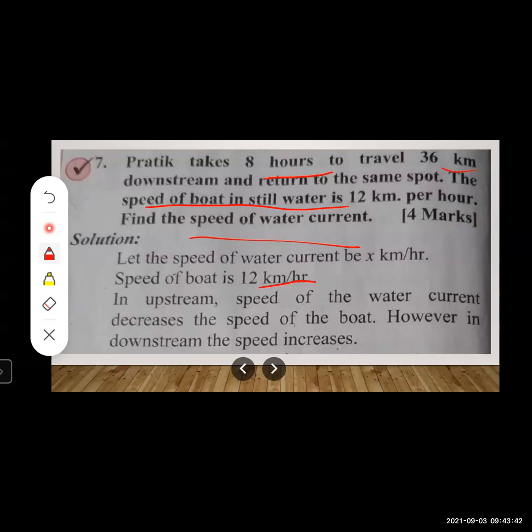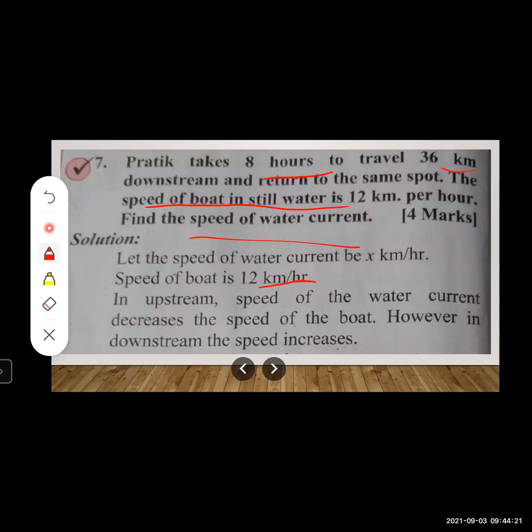But in upstream, when the boat is going against the water stream, obviously it is going against gravity, so the speed of the boat will decrease while going up. Are you understanding, students? Here we need to apply the law of gravity. Earth attracts everything towards itself, so in downstream, while going down, the speed of the boat will increase. But when going upstream, since it is going against gravity, the speed of the boat will decrease.